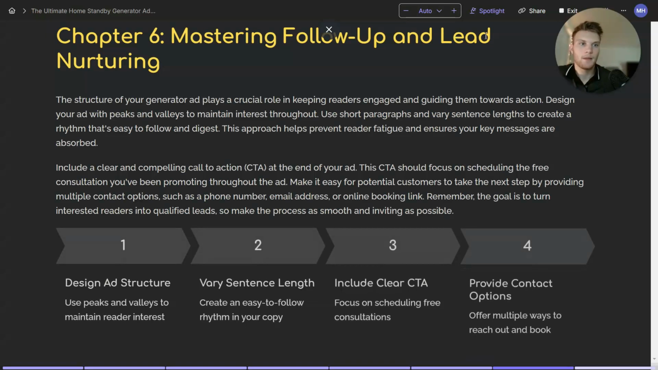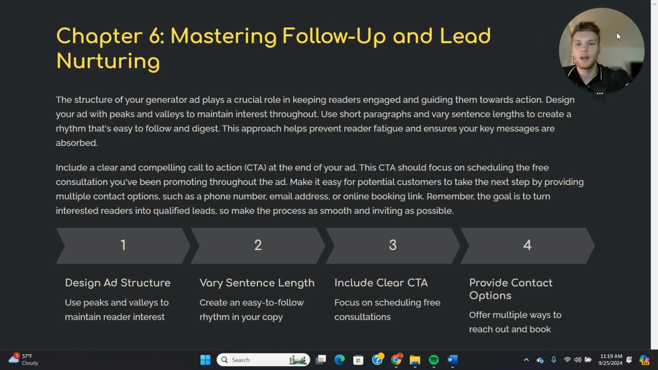Next page. And I will keep my face up here.